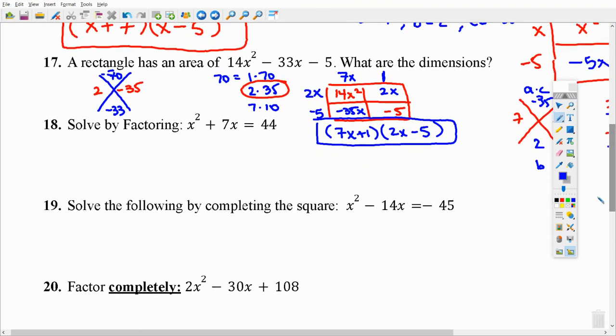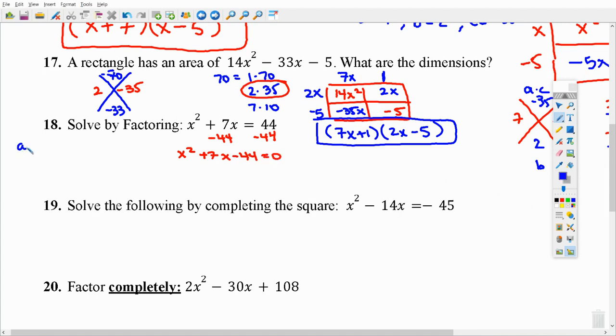All right, this next one here, number 18. So this one here, it says solve by factoring. So key thing is, because it's an equal sign, you have to make sure it's in standard form. So it has to equal 0. So in order to do that, I'm going to have to subtract 44 from both sides. So I'll get x squared plus 7x and then minus 44.